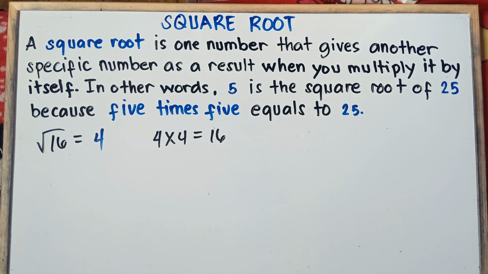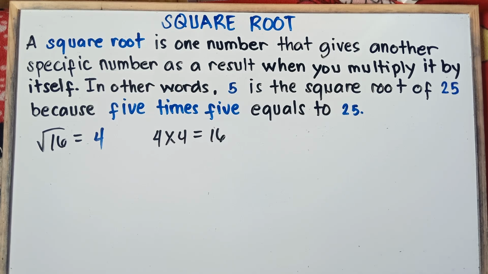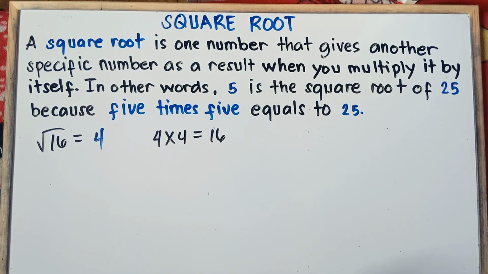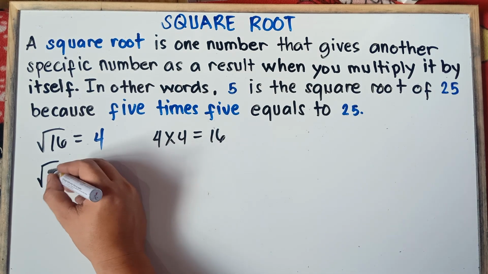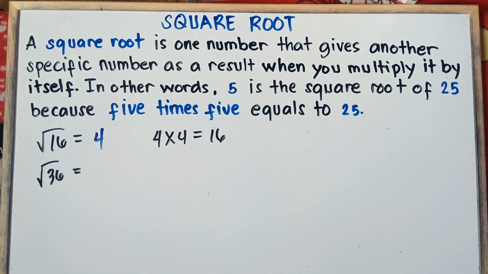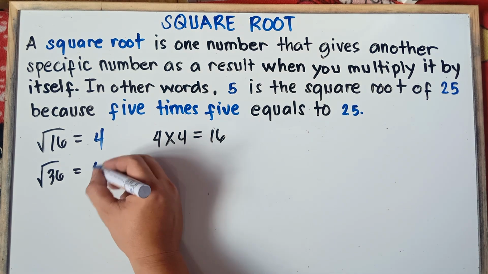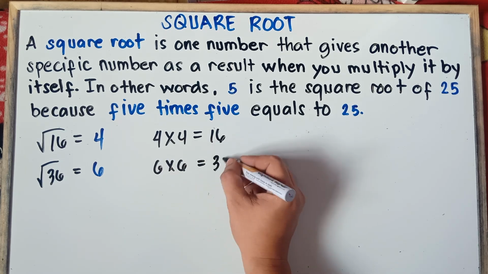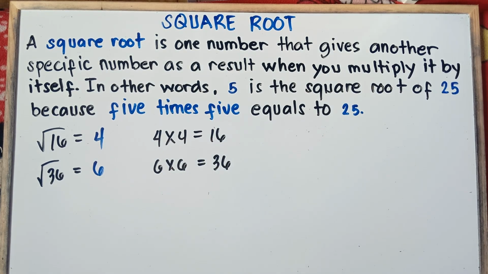So you think of a number, class, that when you multiply it by itself, the answer is 16. Of course, the answer is 4 because 4 times 4 is 16. What if I say the square root of 36? What's the answer, class? The square root of 36 is 6. Why is that, sir? Because 6 times 6 equals 36. Therefore, the square root of 36 is 6.